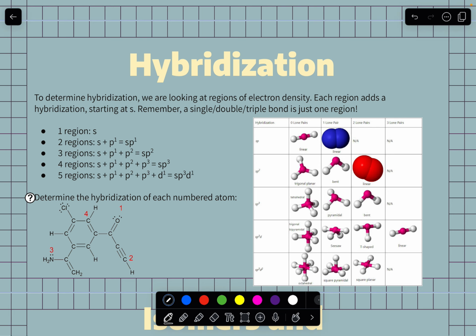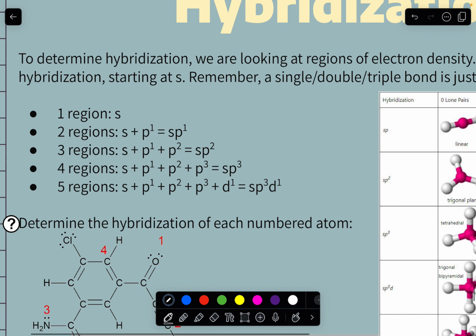If we have 1 region, it's just an S hybridization. If we have 2 regions, sp1. If it's 3 regions, it's sp2. So we're just stacking up each time. 4 regions is sp3. And remember, p only goes to the 3. So if we have additional regions, they're going to go to the d. So sp3d1 if we have 5 regions.